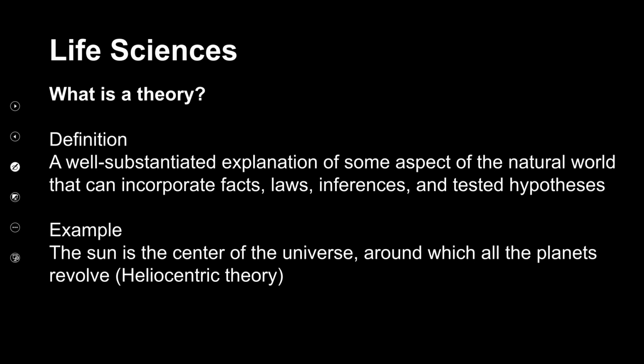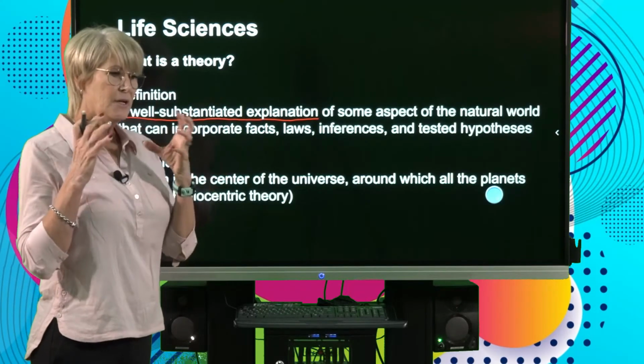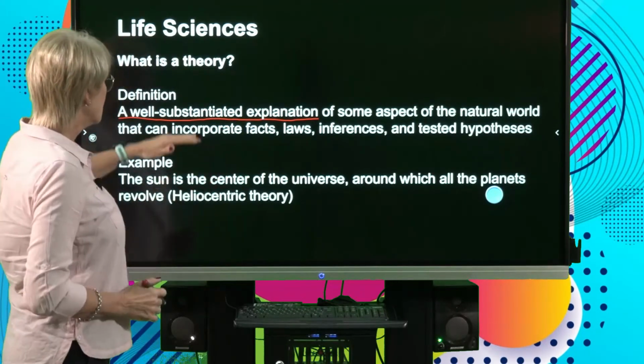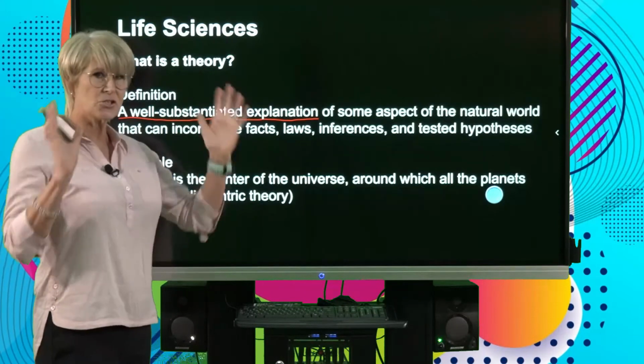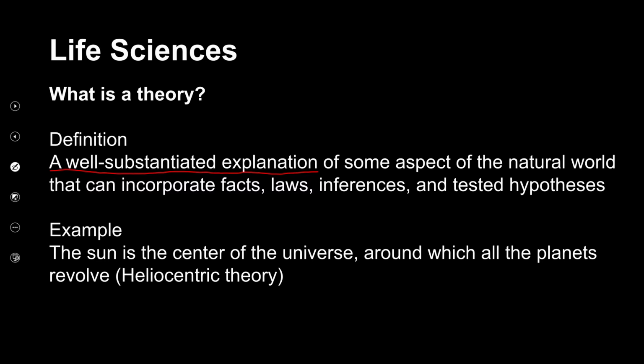Right, now what is a theory? So we're going to have a look at the definition of a theory. Basically, a theory is a well-substantiated explanation. Well-substantiated means there's lots of facts, there's lots of information that backs up that statement or that explanation. So it's not just something that somebody's thought about out of their head and decided that this is a theory. Okay, so it is well substantiated. So there's lots of backup evidence for that explanation.